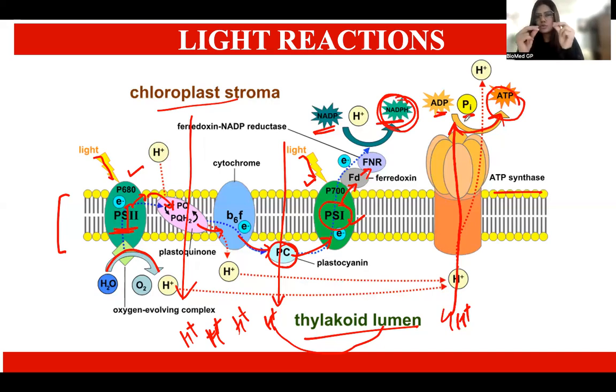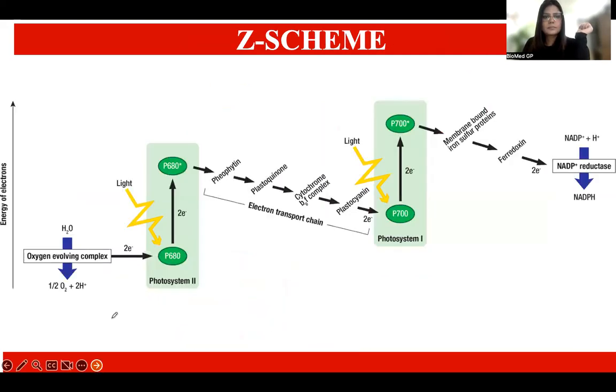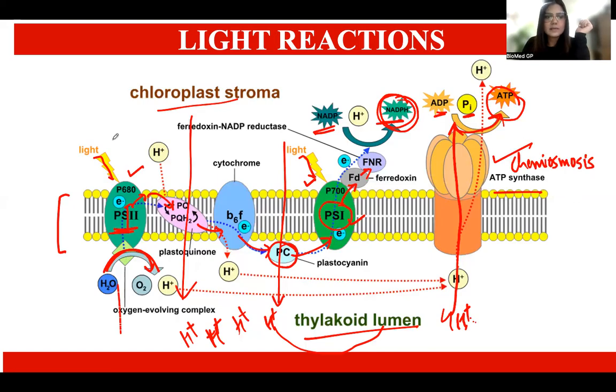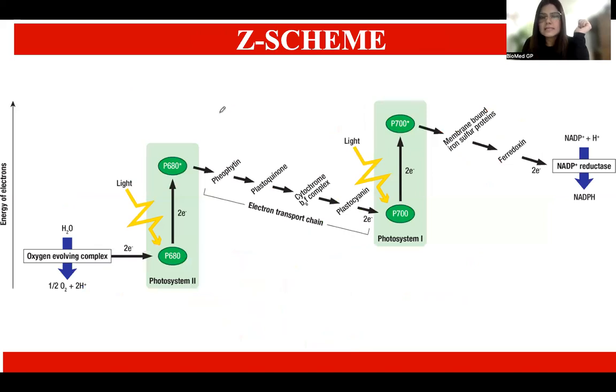These are present in the stroma and they will gain entry into the C3 cycle for the production of glucose molecules. The splitting of water is known as photolysis. And this process where the hydrogen ions move through the gradient from the lumen to the stroma for the production of ATP is known as chemiosmosis. Also, because the whole of this process looks like a Z, if you see here, this transport looks like a Z. That is why we also call it the Z scheme.